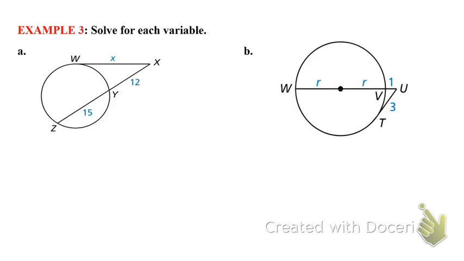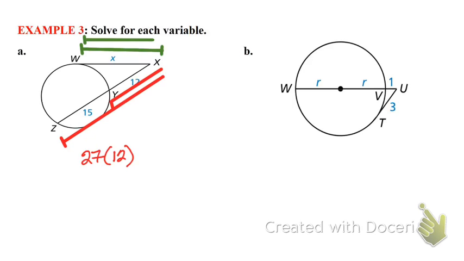On the first example, I'll do the first example. So on the first example, x is the external and the entire thing. So x times x is x squared. So you get x squared equals 12 times 12 plus 15, and that's 27. And if you happen to know this, the square root of x squared is 18.